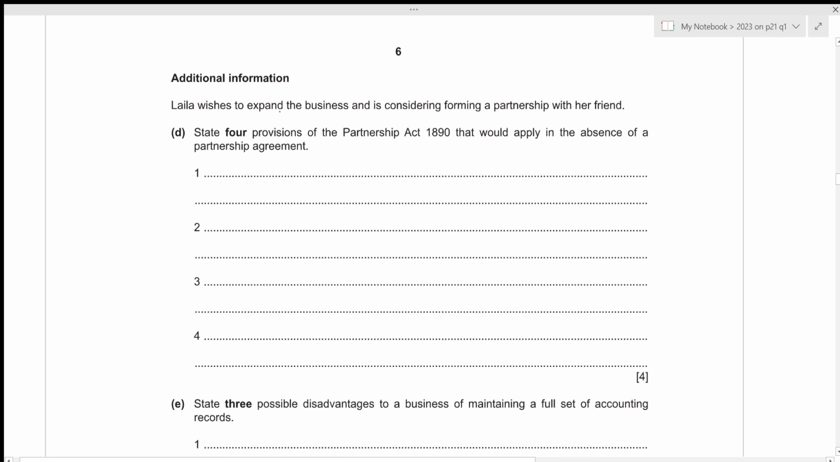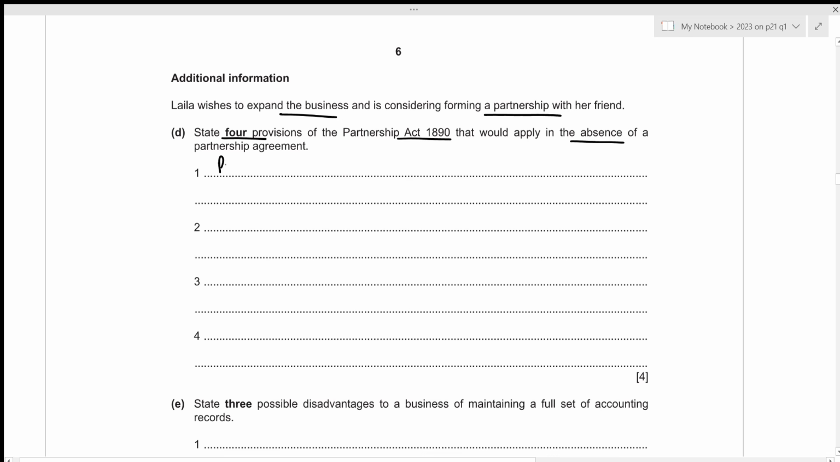Leila wishes to expand the business and is considering forming a partnership with her friend. State 4 provisions of the Partnership Act 1890 that would apply in the absence of partnership agreement. So always remember that in the absence of partnership agreement, the profits and losses will be shared equally. No interest will be charged on drawings. No interest is allowed on any sort of capital. And any partner's loans will get an interest of 5%. So let's write down these 4 provisions.